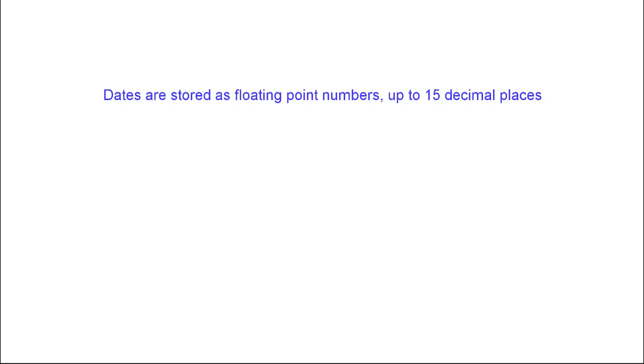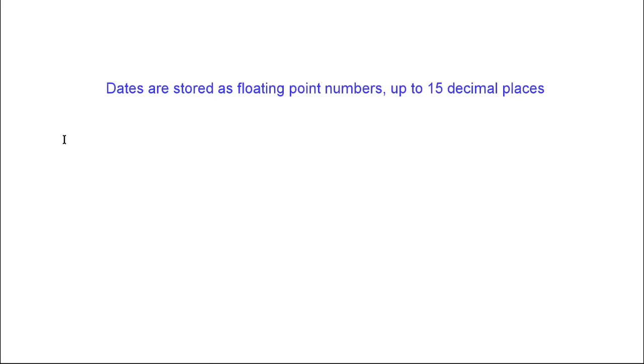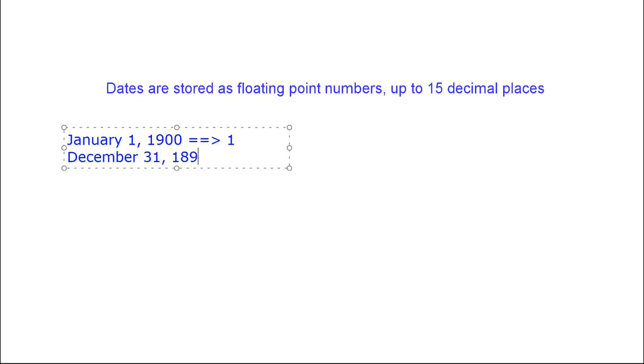To be more specific, and feel free to write this down if you wish, they are stored as floating point numbers up to 15 decimal places. Okay, and recall, does anybody recall what January 1st, 1900 is stored as? Yes, yay! Okay, it's number one, which means that number zero is what? It's the day before, December 31st, 1899, stored as zero. So that's sometimes called the base date.